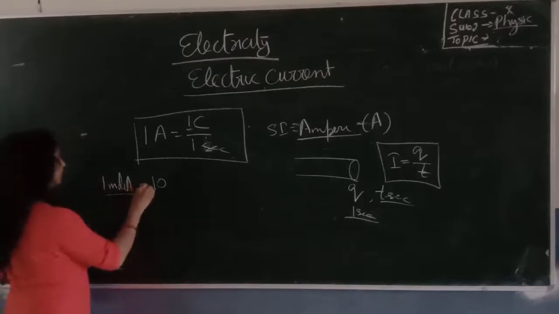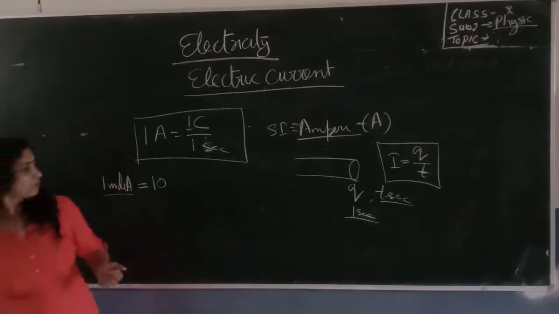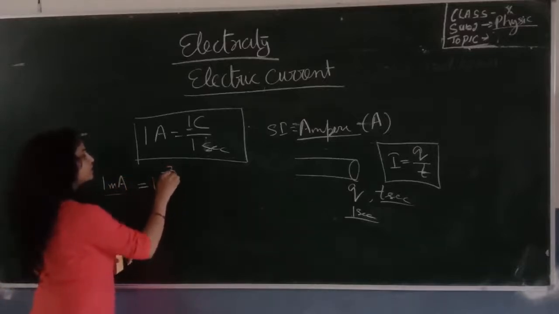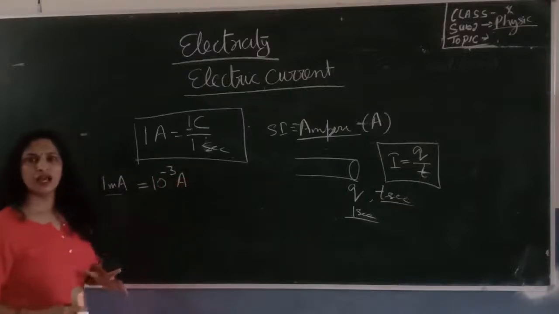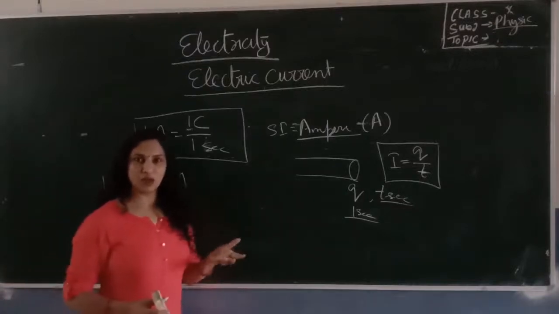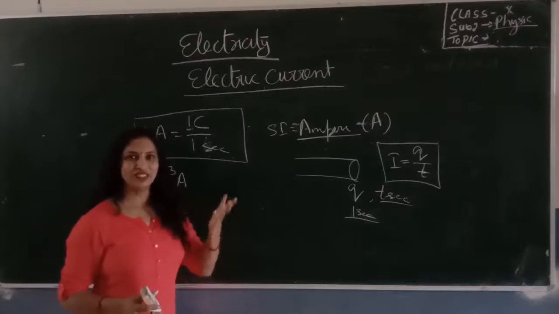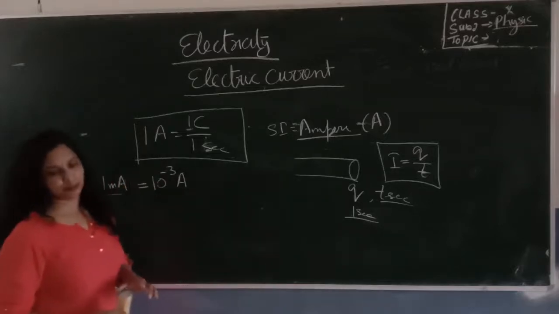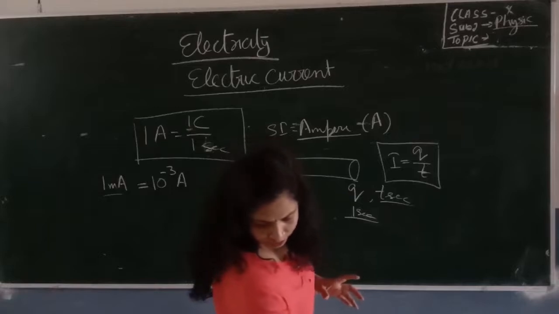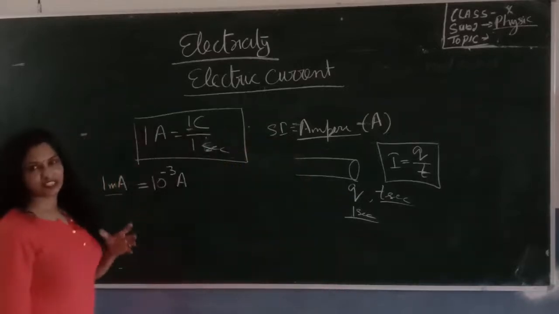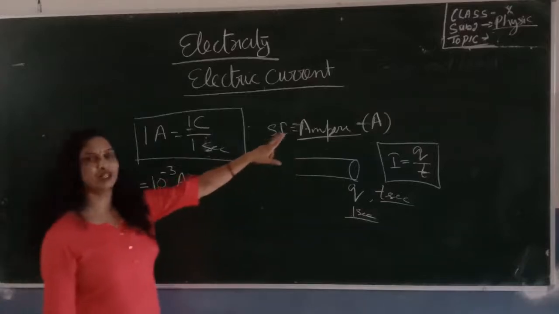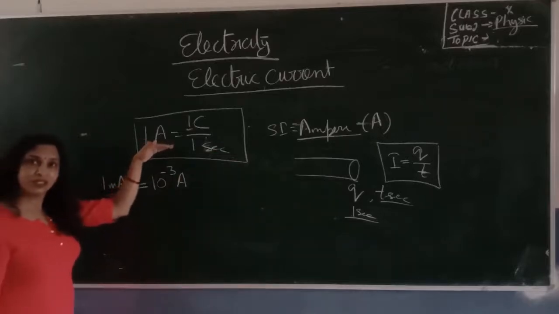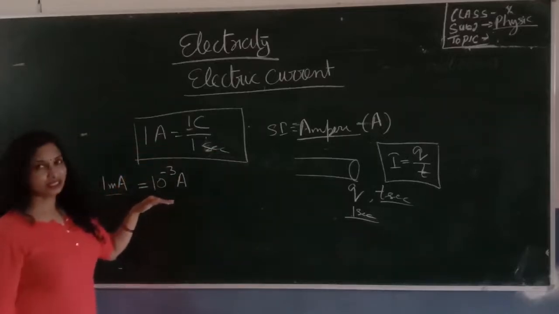So 1 milliampere is equal to 10 to the power minus 3 ampere, the same as 1 millimeter is equal to 1 upon 1000 meter. So we have covered the SI unit of current, the formula, the definition of an ampere, and other units of current.